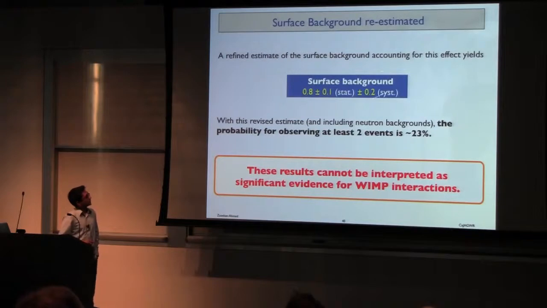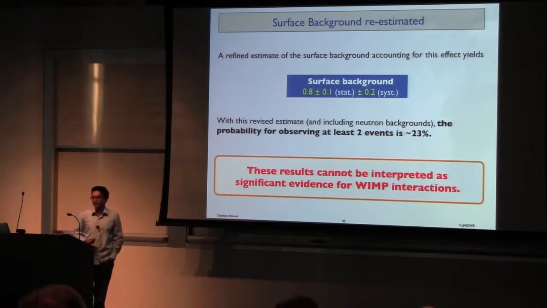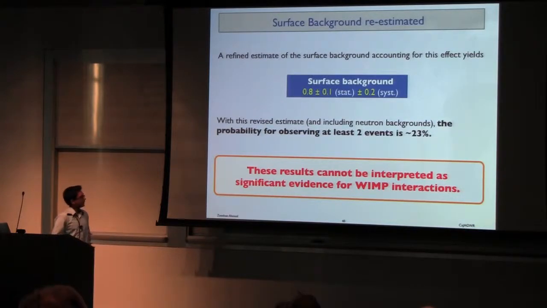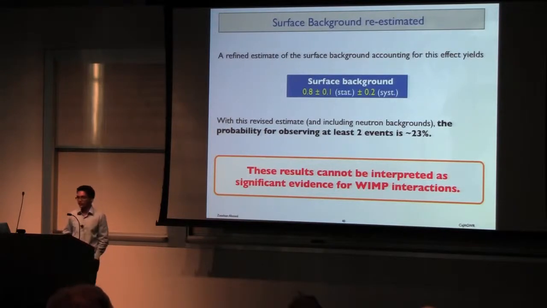Okay, so given this surface background estimate and the neutron background estimate we had, we can make this kind of statement which says that the probability of observing at least two background events is 23%. That's not an insignificant number, so we have to conclude that these results cannot be interpreted as significant evidence for WIMP interactions.